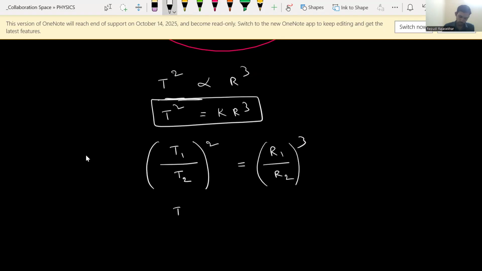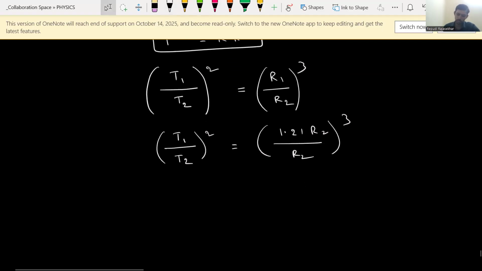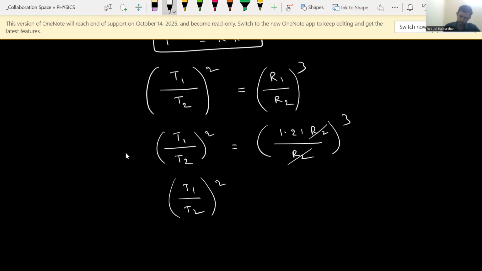Now (T1/T2)² equals R1, which is given as 1.21 times R2, whole divided by R2, whole to the power 3. So the R2 value gets cancelled here. These two cancel. So (T1/T2)² equals 1.21 whole cube.